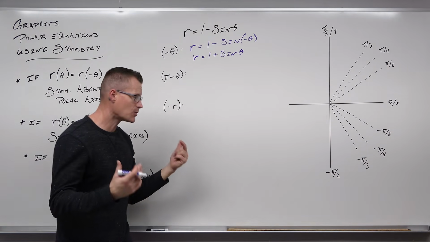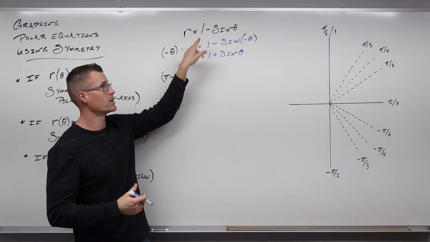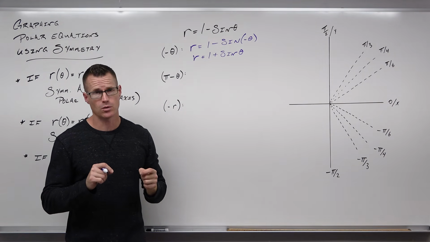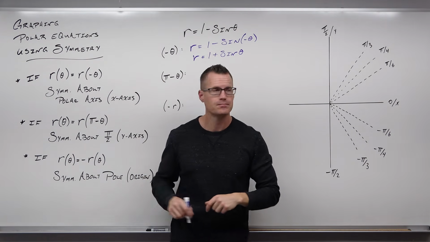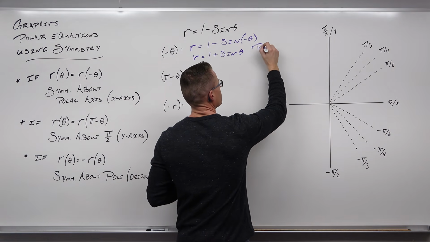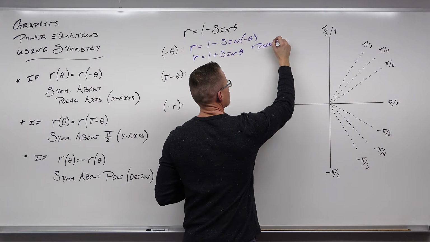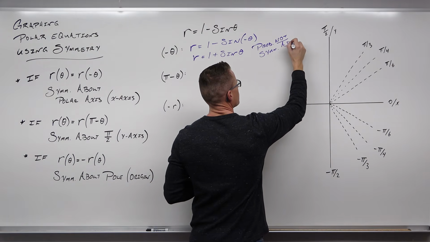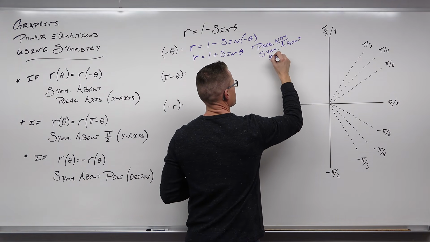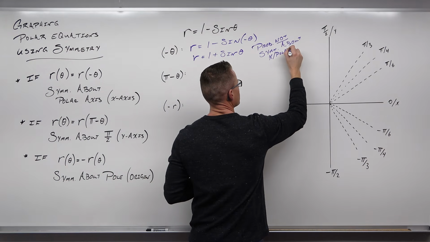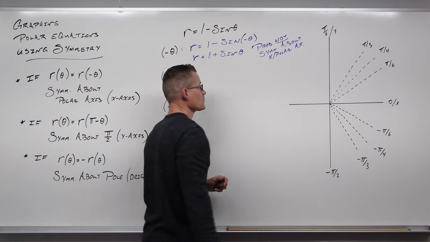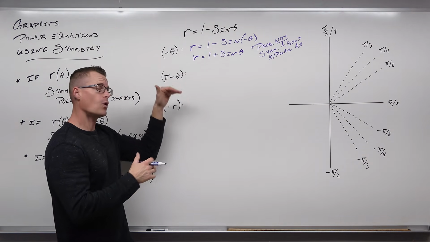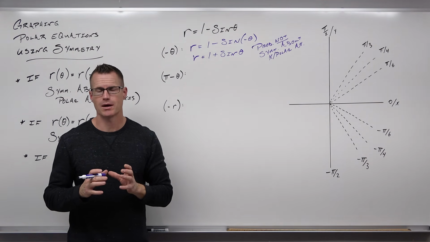So we take a look at it. We've simplified it. Is this exactly the same equation that I started with? No. So this is probably not symmetric about the polar axis. Think x-axis. Probably not symmetric about the polar or x-axis. So then we move on. We deal with all three symmetries to make our lives as easy as humanly possible.